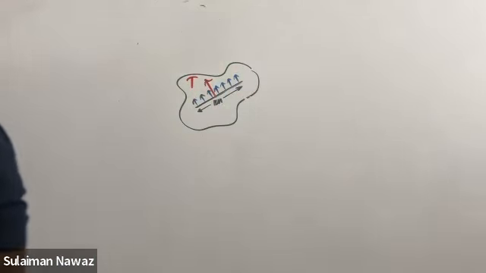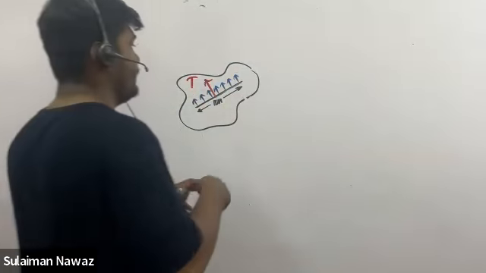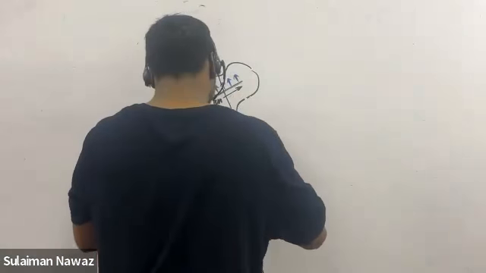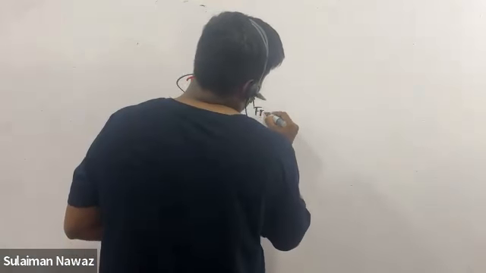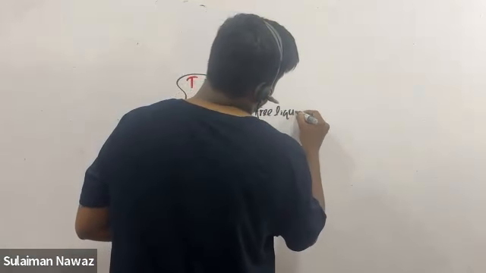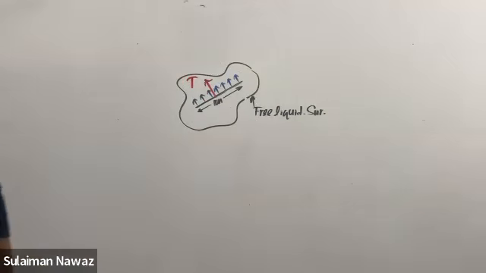I'll draw this diagram and you write it down. Now think of this as the free liquid surface, the topmost surface. Write down. We'll take a break at 11.